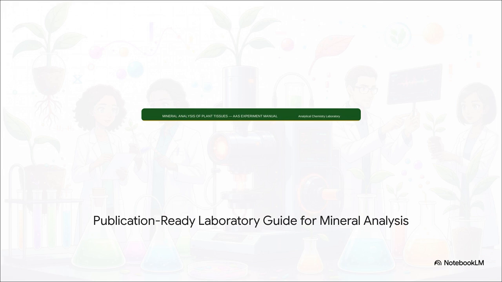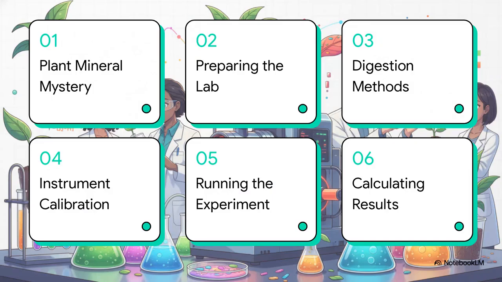You know, this manual is basically the ultimate playbook for that intersection between analytical chemistry and plant science, covering everything from the basic theory all the way down to proper waste disposal. So, here's our case file for today. 1. The plant mineral mystery. 2. Preparing the lab. 3. Digestion, freeing the minerals. 4. Calibrating the AAS instrument. 5. Running the experiment. And finally, 6. Calculating the final results. Let's just jump right in.